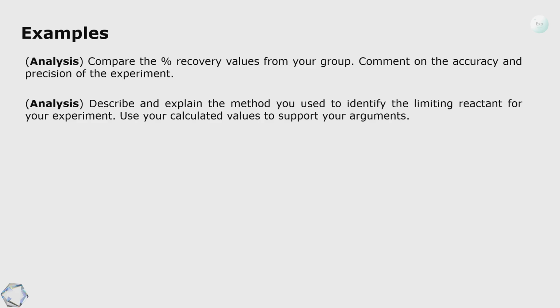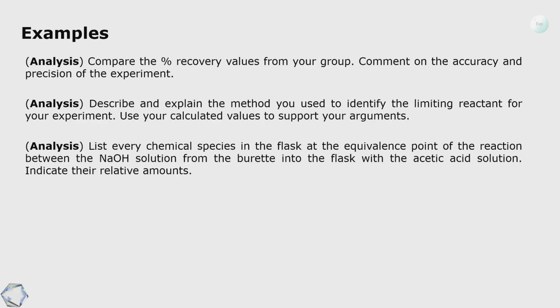Both of these questions are very suitable and relevant when you are first teaching students how to interpret their data from a chemical synthesis. Another option: list every chemical species in the flask at the equivalence point of the reaction between the sodium hydroxide solution from the burette into a flask with the acetic acid solution. Indicate their relative amounts. Again, you see that all these analysis questions require some numerical underpinnings.